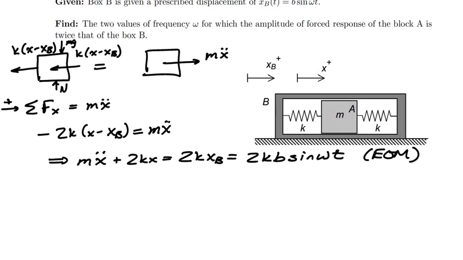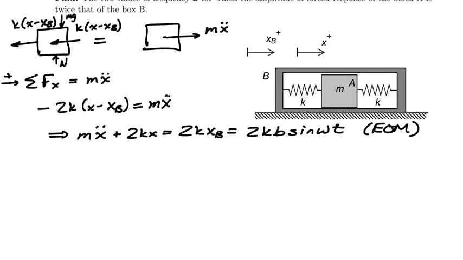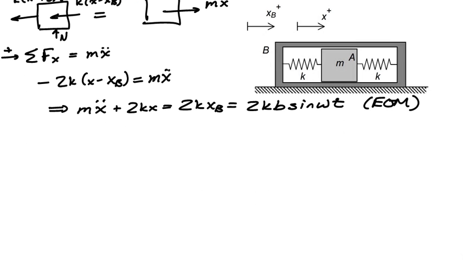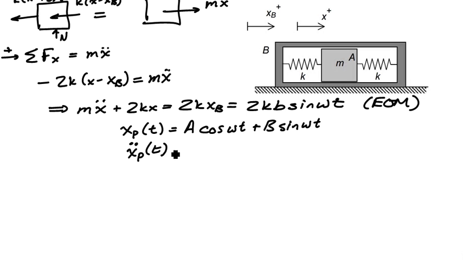Now once I have that, I can go ahead and find the particular solution because that'll be necessary to solve the problem we're asked. So in this case, I'm going to say x_p of t is some unknown constant A times the cosine of omega t plus some unknown constant B times the sine of omega t. I can take two derivatives of that, and that's going to give me that x_p double dot of t equals minus A times omega squared times the cosine of omega t minus B times omega squared times the sine of omega t.